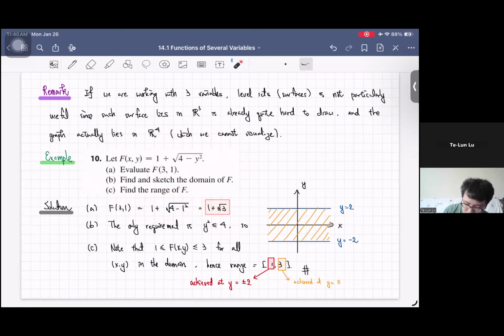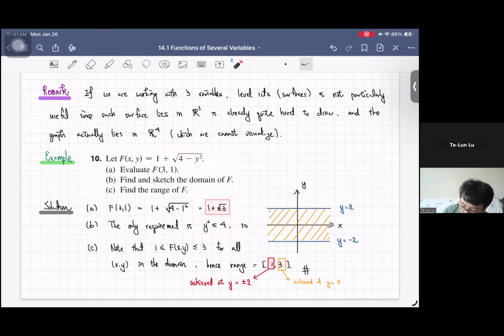And to sketch the domain of f, recall that the domain of f is where it is defined, right? So it will be some subset of the two-dimensional plane. Now, what is the restriction on this function? The only possible restriction is this square root. y squared has to be less than or equal to 4, right? So the only requirement is y squared less than or equal to 4, meaning that y has to be between plus 2 and minus 2. So you have this kind of graph.